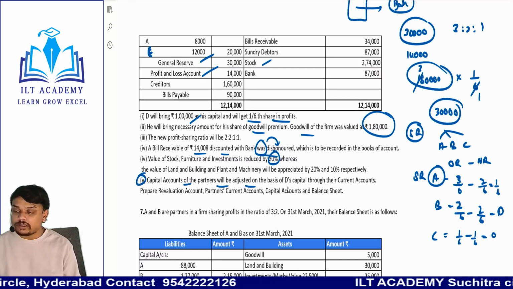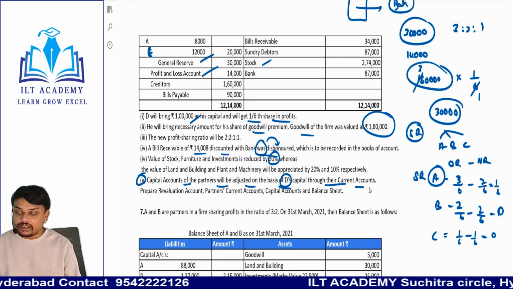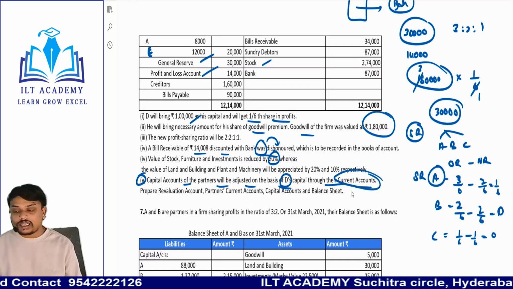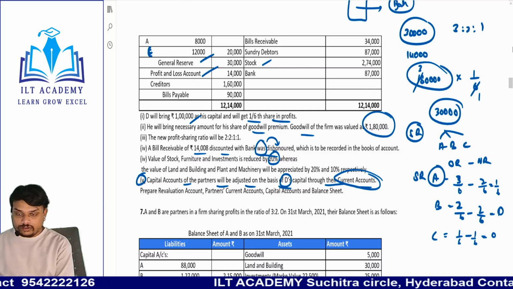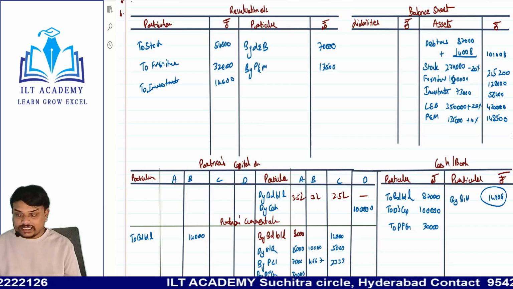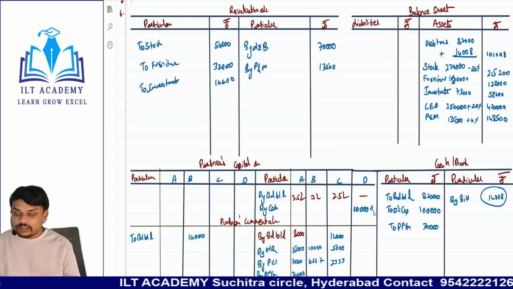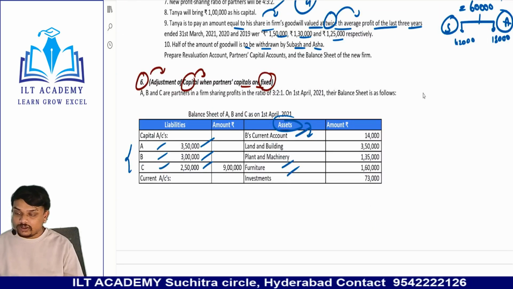Capital accounts of the partners will be adjusted on the basis of these capitals through their current accounts. Now let us understand the capital. D is going to bring 1 lakh. What is the new ratio given?